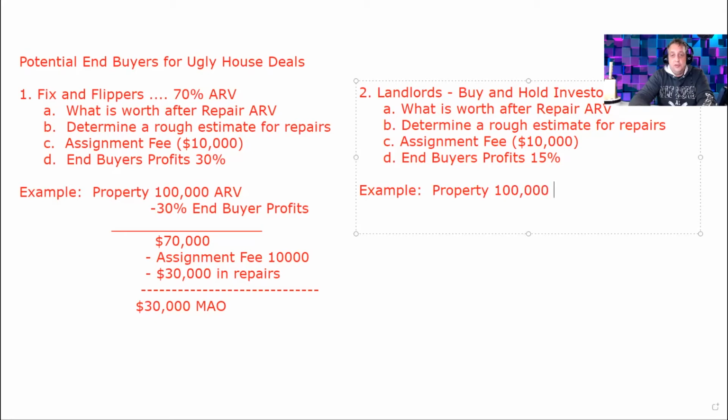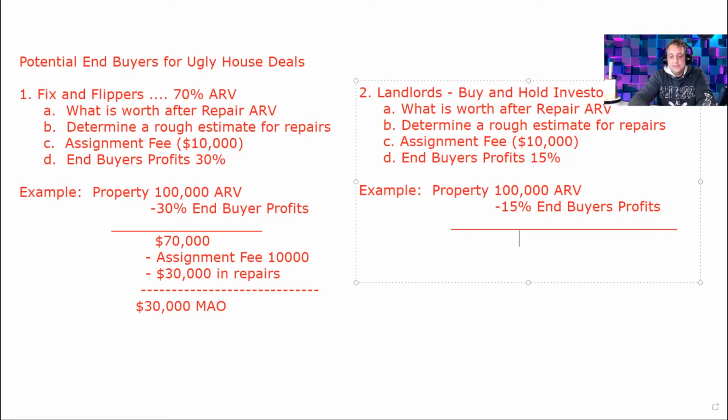The homeowner is motivated and we're making a cash offer. So we start with a $100,000 ARV. We look into the property and we find out that this is exactly what the property would be worth after repair. Then we come in and we subtract 15% for our end buyer's profits. Now we're going to come down here and do that math, and that equals $85,000.